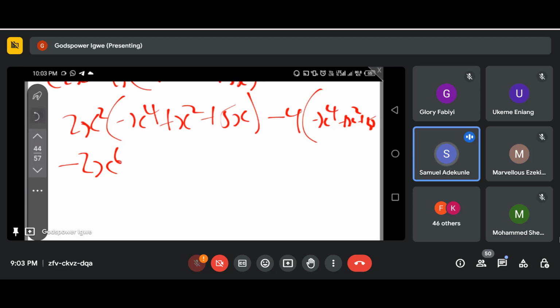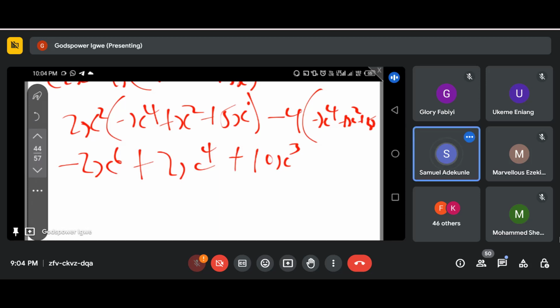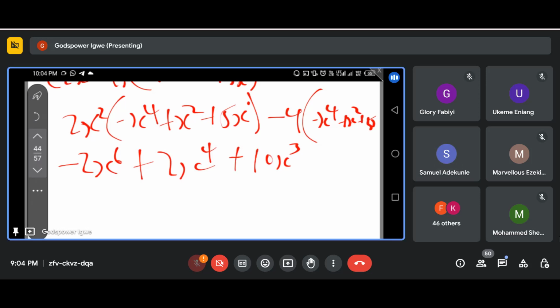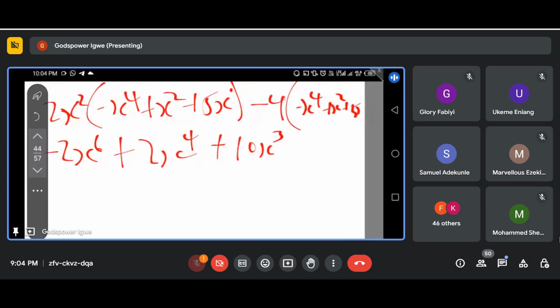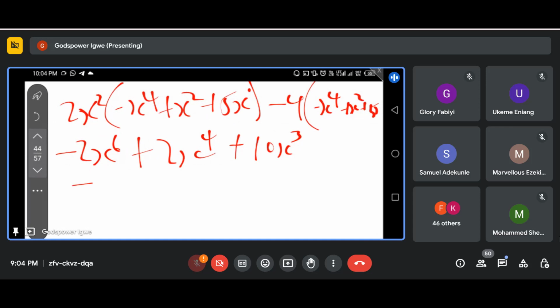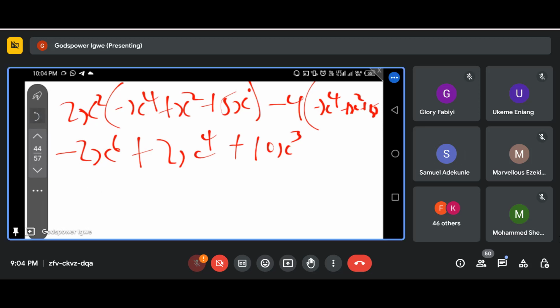Plus 2x raised to power 4, plus 10x raised to power 3. Okay, understand, this is over 1. 2 times 5, this is over 1, so 2 plus 1 is the one that is making it 3. So the other part is going to be minus 4, plus, no, plus is a plus, minus times minus, minus times minus. Yeah.